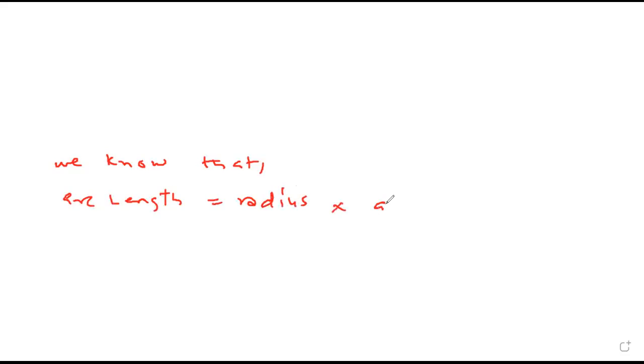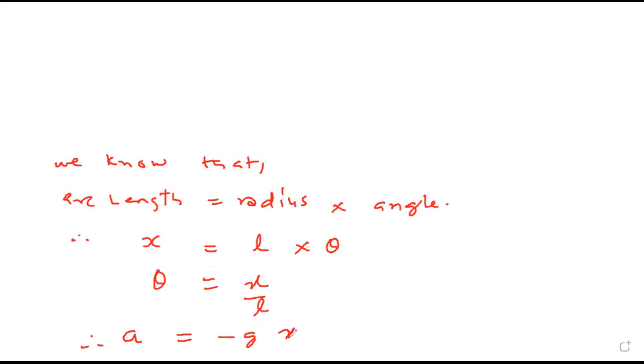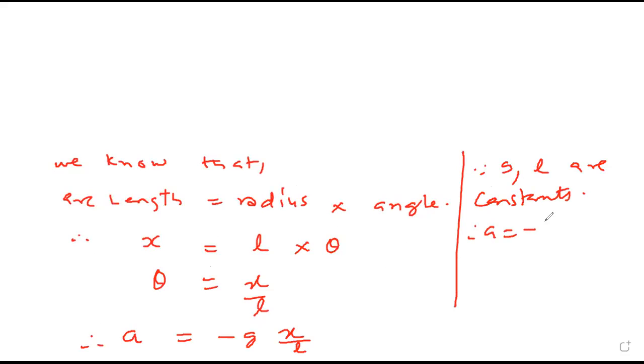So we know that arc length equals radius into angle. So arc length is x, radius is L, into theta. So theta is x upon L. Therefore, A equals minus g x upon L. Since g and L are constants, therefore A equals minus constant into x. So A is proportional to minus x.